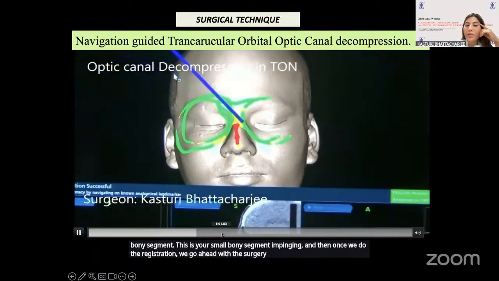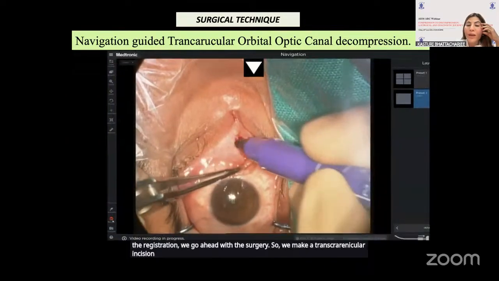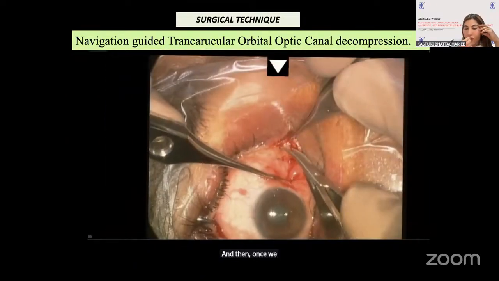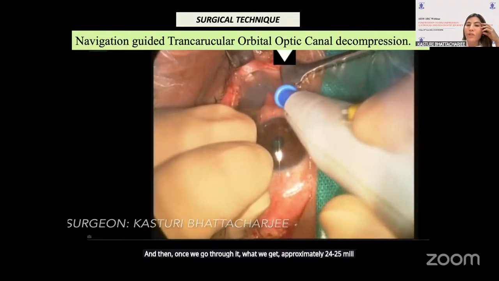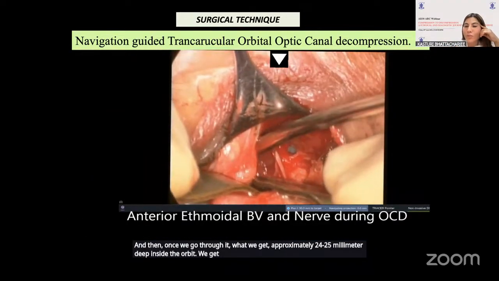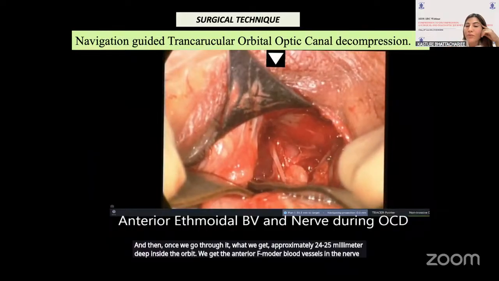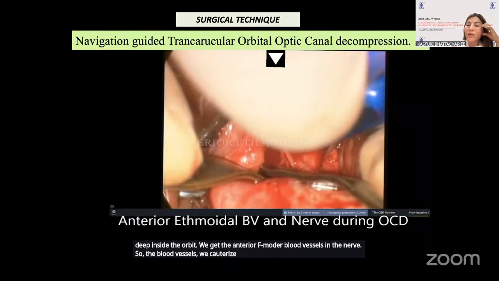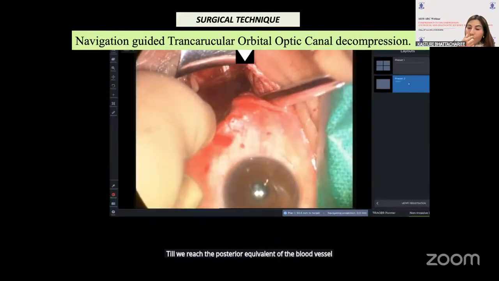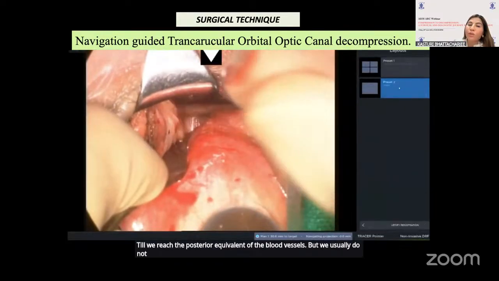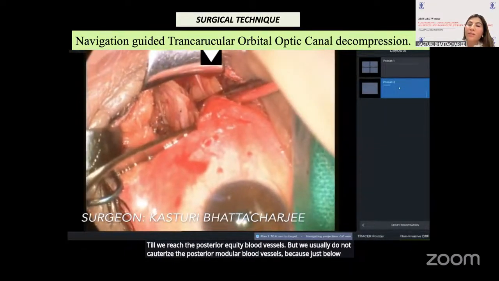So we make a transcaruncular incision, and once we go through it, approximately 24-25 millimeters deep inside the orbit, we get the anterior ethmoidal blood vessels and the nerve. The blood vessels we cauterize, and we go further down till we reach the posterior ethmoidal blood vessels. But we usually do not cauterize the posterior ethmoidal blood vessels, because just below it lies the optic canal.